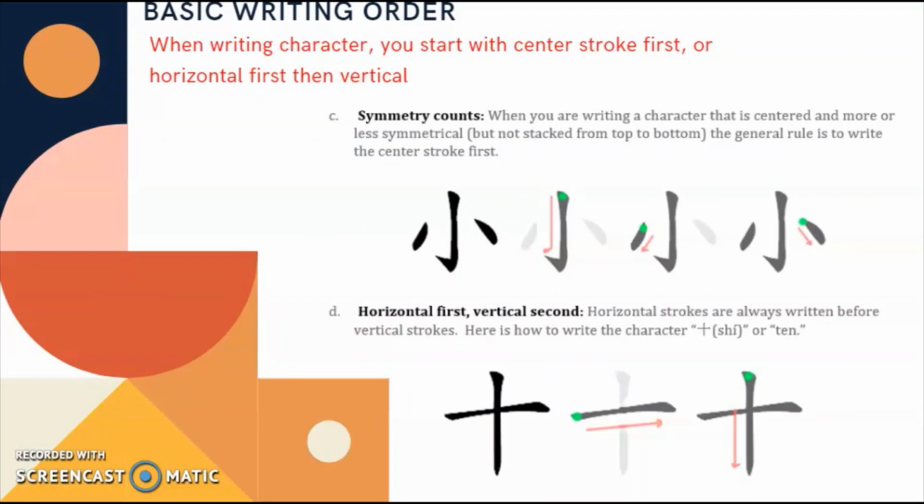That's number 1. The other writing order rule is symmetry. When you are writing a character that looks like this, where there is a stroke in the center and another stroke on both sides, you generally start with the center stroke, just like this, shi for 10. Horizontal strokes are always written before the vertical stroke. Here is how to write the character: the horizontal first and then the vertical next.